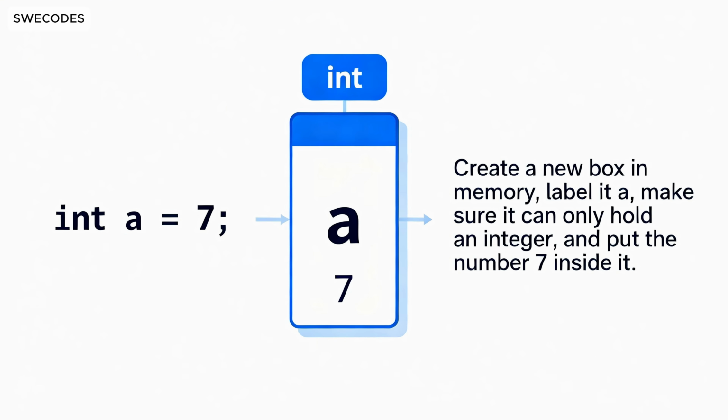This line commands the computer: create a new box in memory, label it a, make sure it can only hold an integer, and put the number 7 inside it. This is called variable declaration, creating the box, and initialization, putting 7 in it.